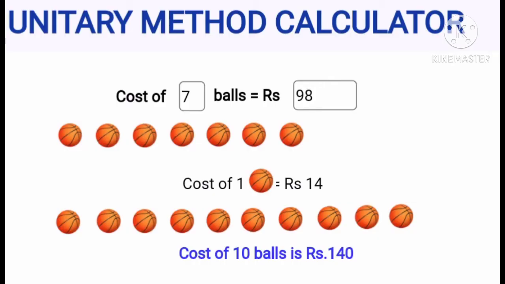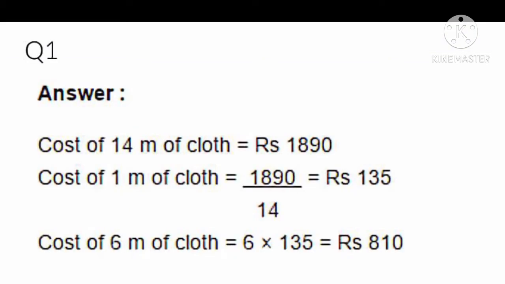Okay, let's see this example. Cost of 7 balls is 98. So cost of 1 ball will be 98 divided by 7, that is rupees 14. So cost of 10 balls will be 14 into 10, that is rupees 140. Okay. So let's start with exercise 10C.